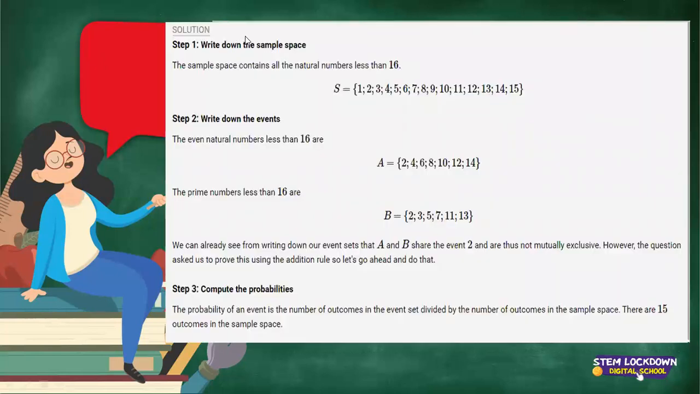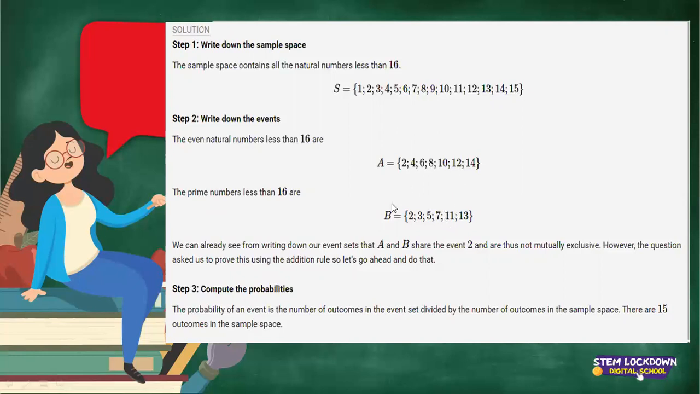For the sample space, for elements less than 16, the sample space will contain elements 1, 2, 3, up to 15. And then A being what? Even numbers, the event of randomly selecting even numbers. That will be 2, 4, 6, 8, 10, 12, 14. So these are the elements of A. And then for B, the event of selecting prime numbers less than 16. Prime numbers less than 16 are 2, 3, 5, 7, 11, and 13.